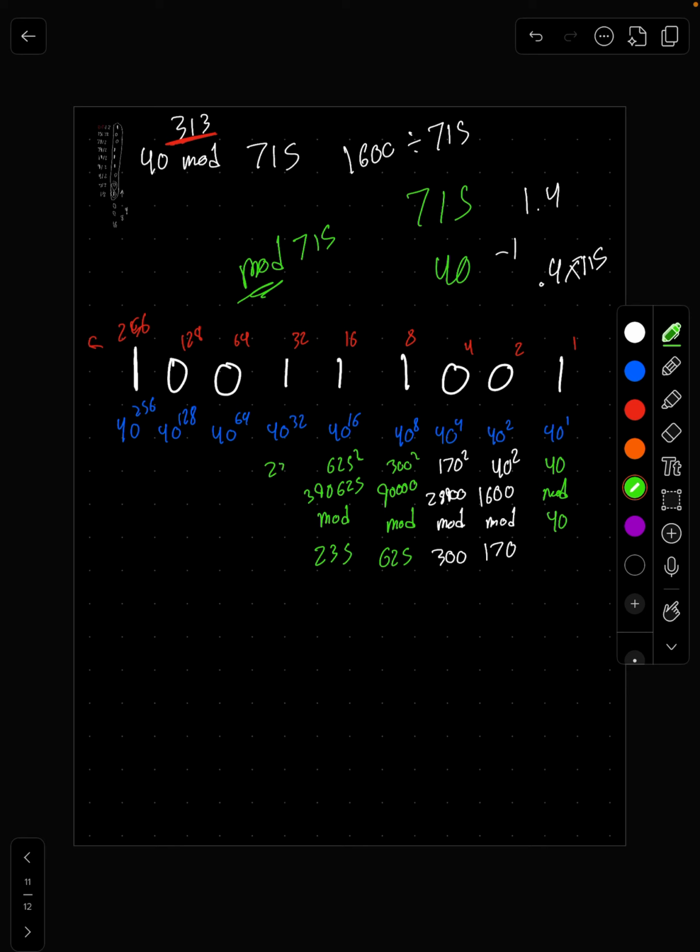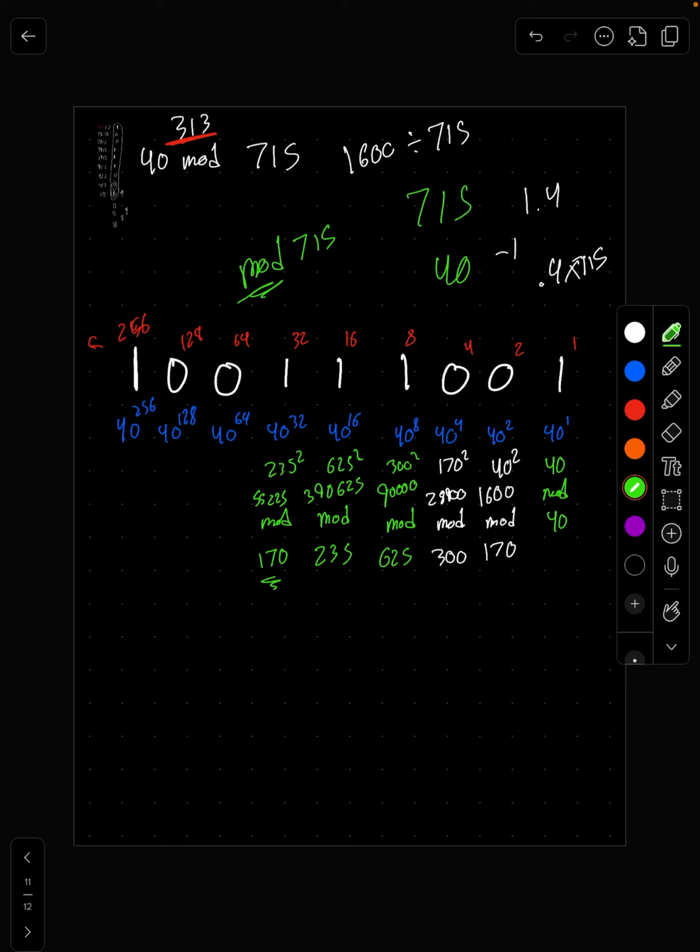So 235 squared, what is that? That is 55225. And then we mod that, and we get 170, right? Yep, okay.